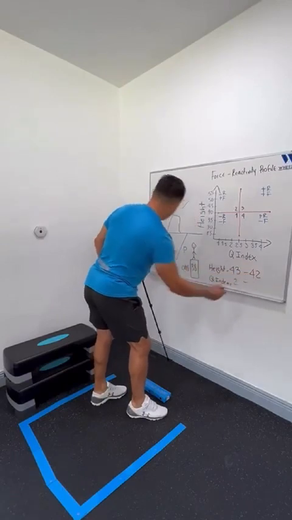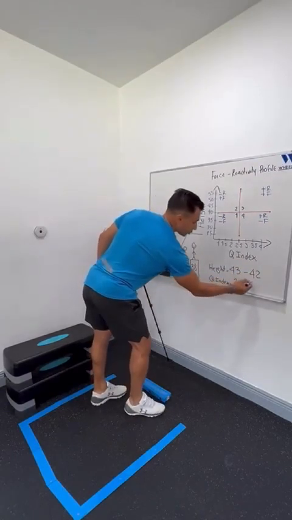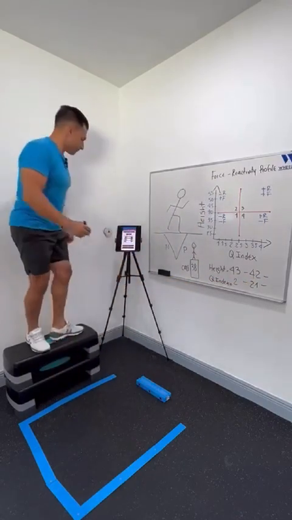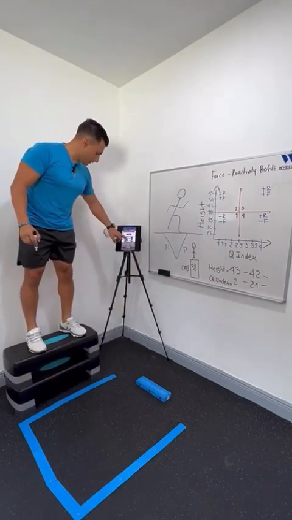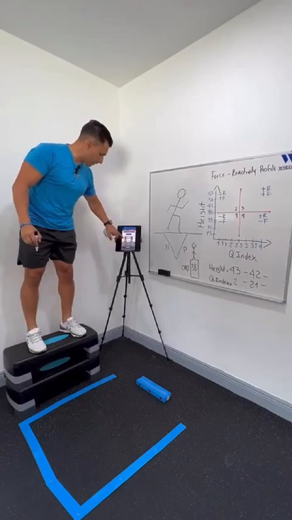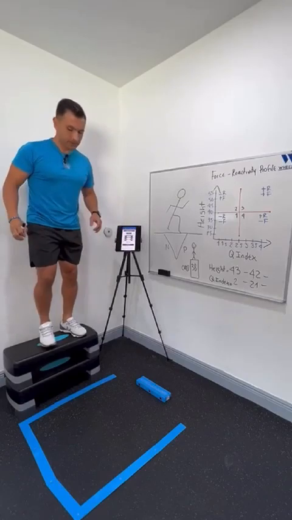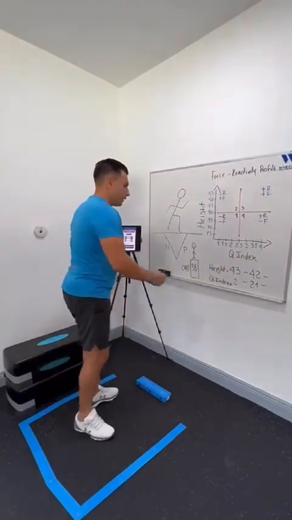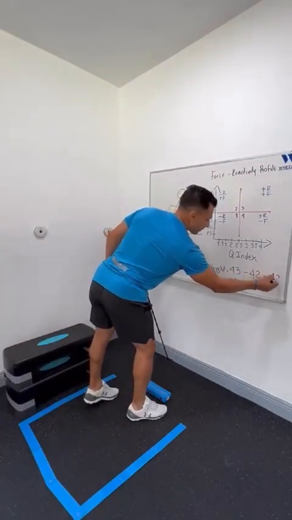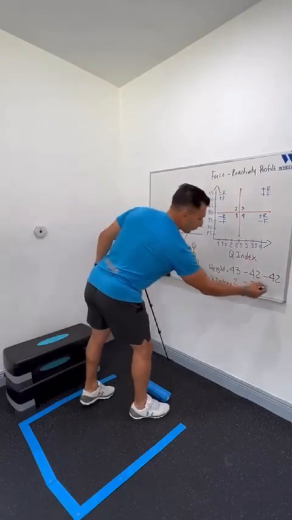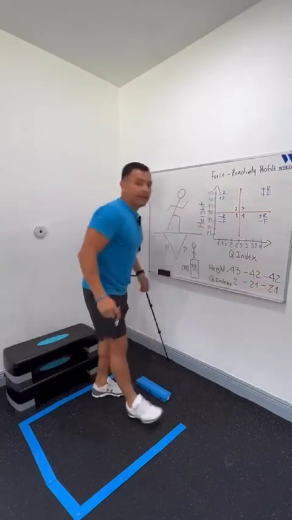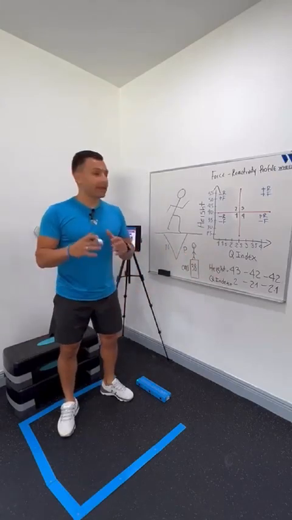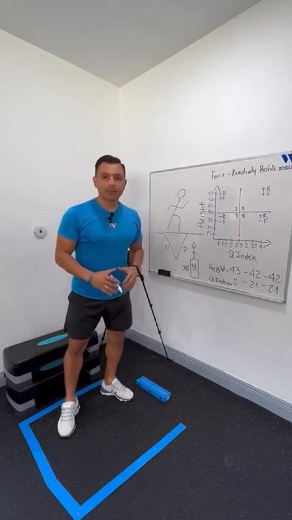42, Q-index 2.1, and the last one, 38. Okay, 42 and 2.1. Now we are going to analyze this result to know the force and reactivity profile.